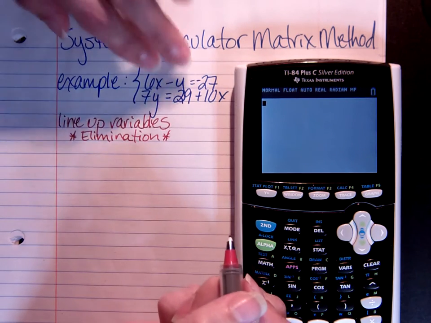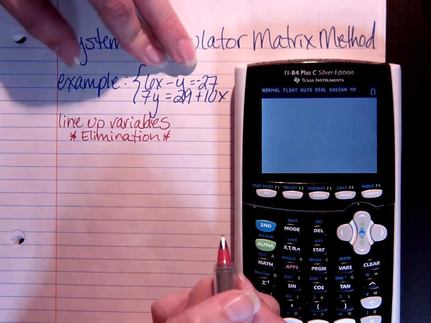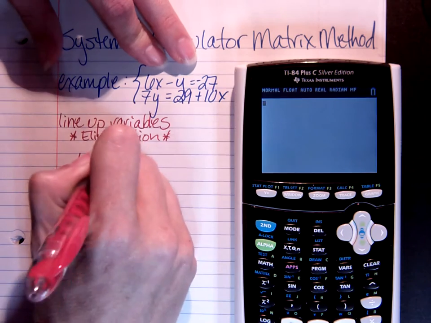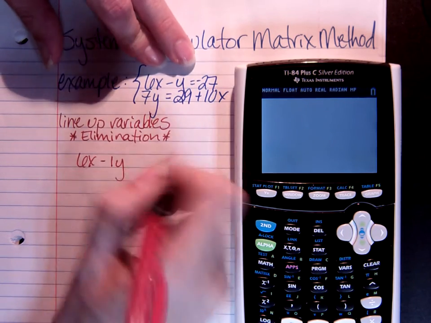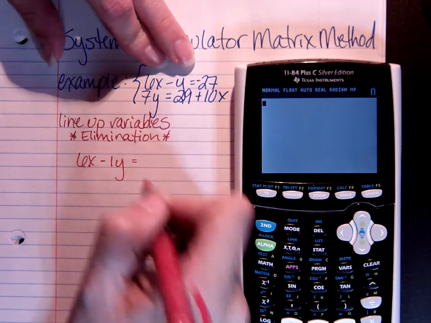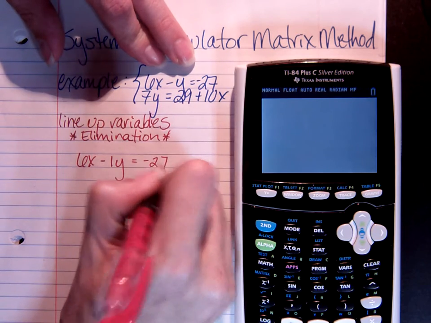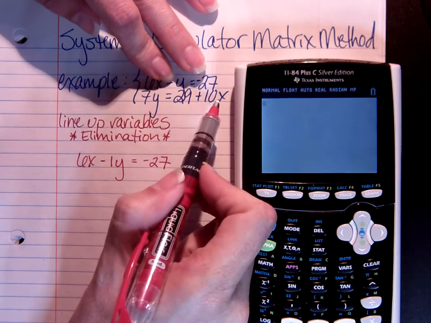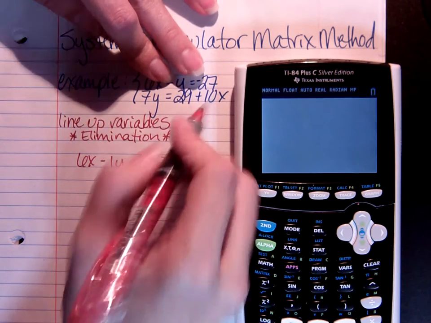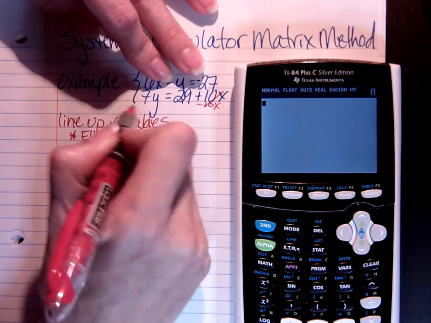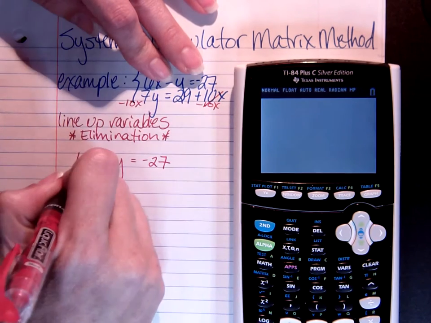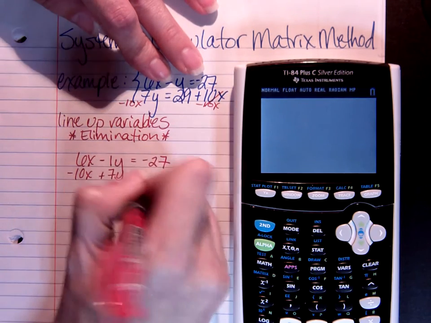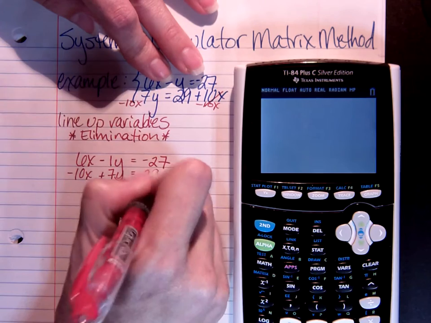Okay, so when I look at my first equation, it's already in standard form. We're familiar with that, so we're going to leave it like it is. 6x minus, I am going to put the 1 back in front of the y because it's going to be important that we not forget about that later, equals negative 27. But when I look at my second equation, my x value is on the wrong side of the equal sign. I need to move it over. When we do that, it becomes negative. So we're going to write negative 10x plus, because it's positive 7y, equals 29.